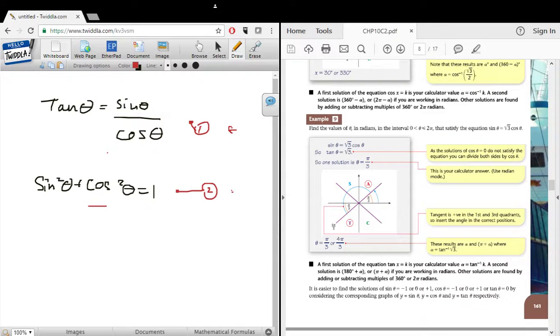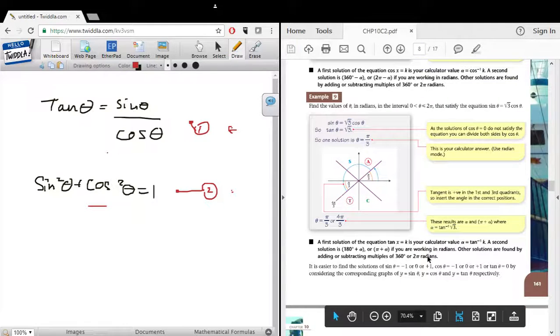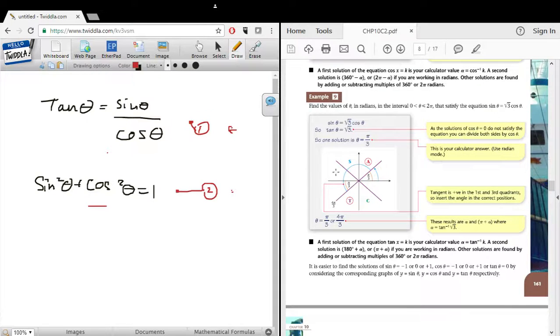or taking pi over 3 from the x-axis on the negative side, you can see that if we draw it clockwise, sorry, anti-clockwise, we will have this angle formed. Okay, and again the solutions are found by adding or subtracting the multiples of 360 degrees or 2 pi radians. So if we were not limited by these intervals, we could go round again, and round again.